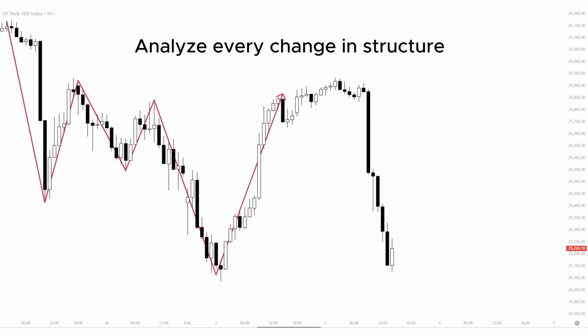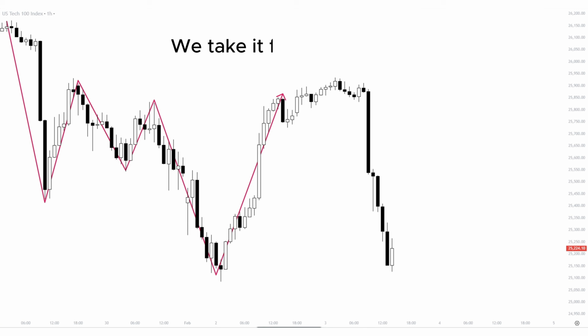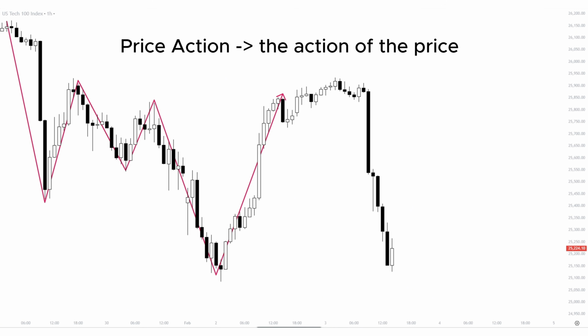Now, after any change in structure, you want to closely analyze the price action with patience. So we take it from the basics. The price action says what it is by its name. It's the action of the price. So we analyze in more detail how the market has been moving since the beginning.